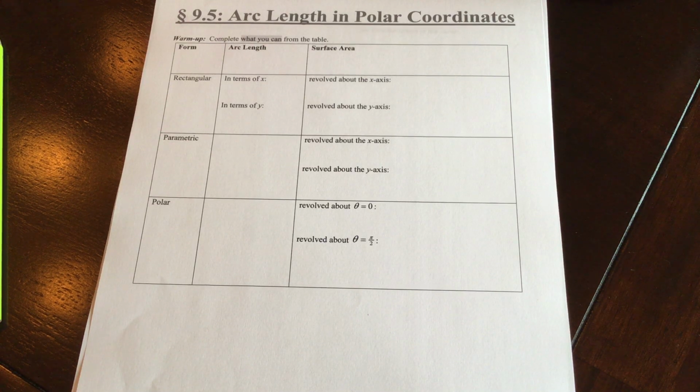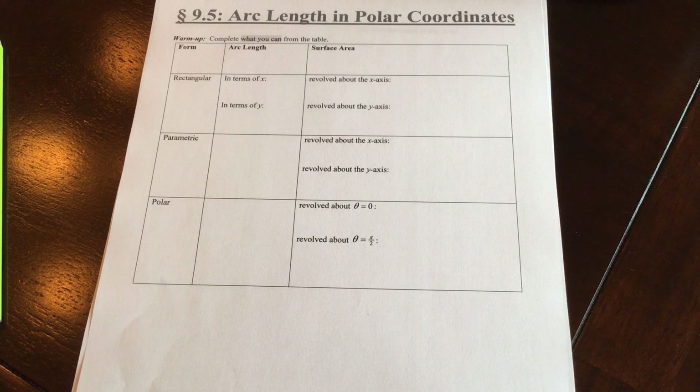All right, my friends, welcome to section 9.5, arc length in polar coordinates. So we're actually going to be covering arc length and surface area in polar coordinates. Starting with this table, I have this laid out so that really what we're going to do is compare arc length and surface area formulas in all the forms that you will have learned by the end of this section. So rectangular is where we started. Section 9.3, we learned about parametric forms, and then today we're going to transition to the bottom row here, which is polar.